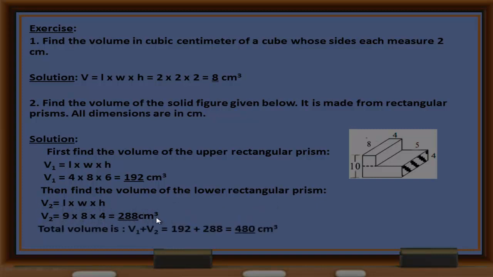Then total volume is volume 1 plus volume 2. Volume for the upper and volume for the lower. 192 plus 288 is 480 centimeter cube.